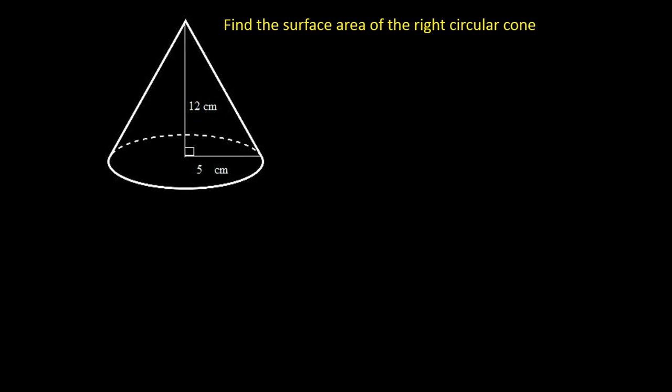So let's use that formula to find the surface area of this right circular cone. The radius is 5, and the 12 is not the slant height that we need. So we're going to have to work a little bit here to figure out the value for L.